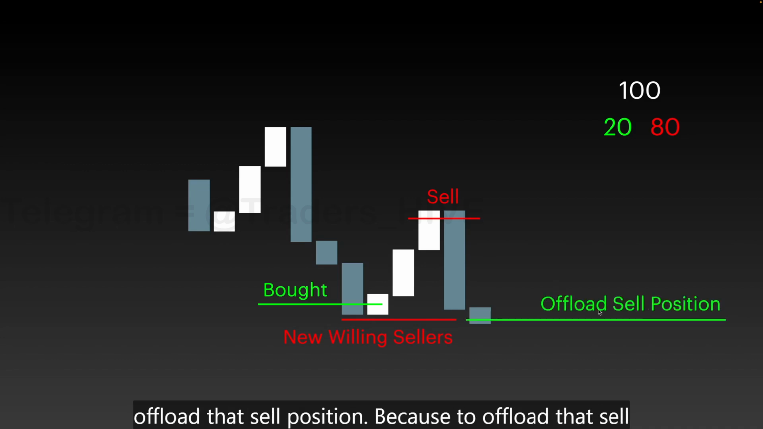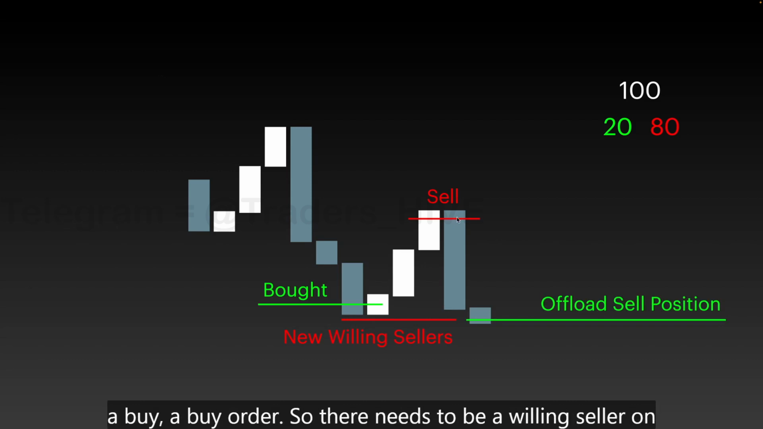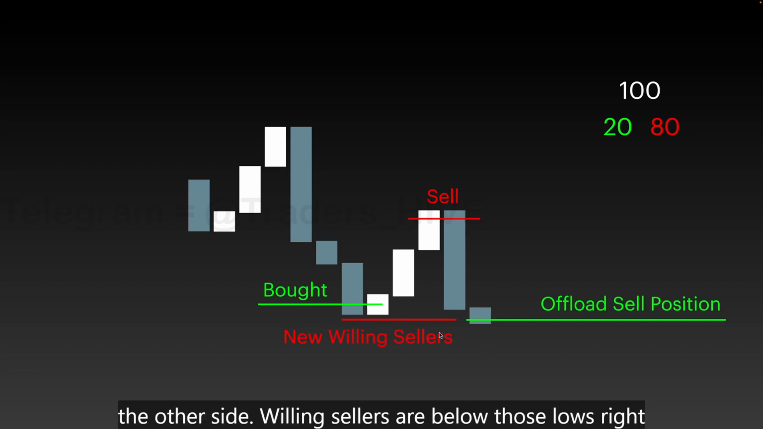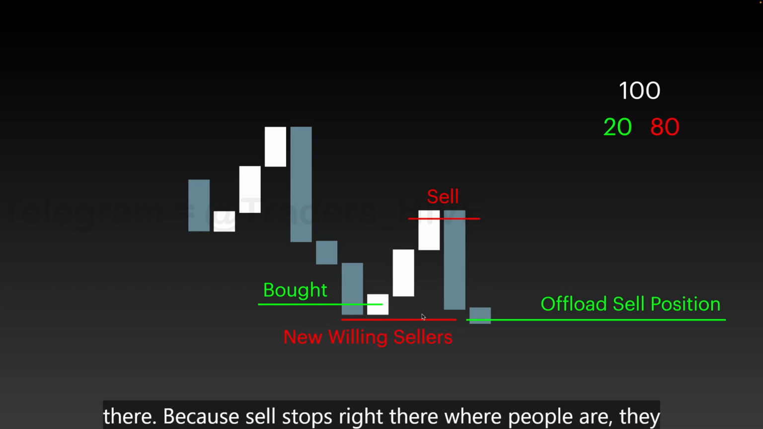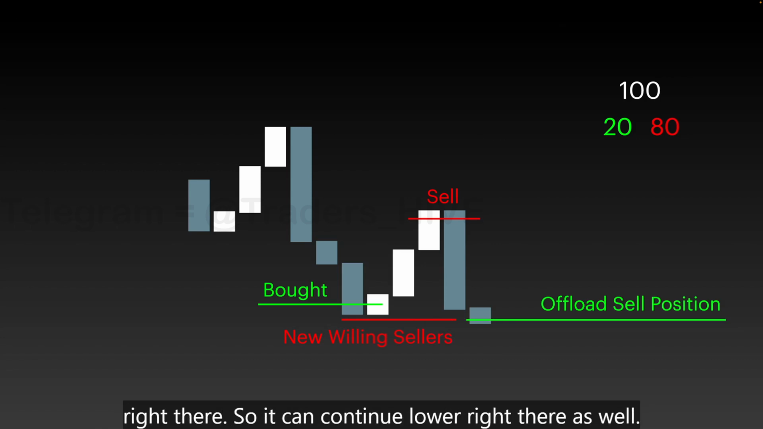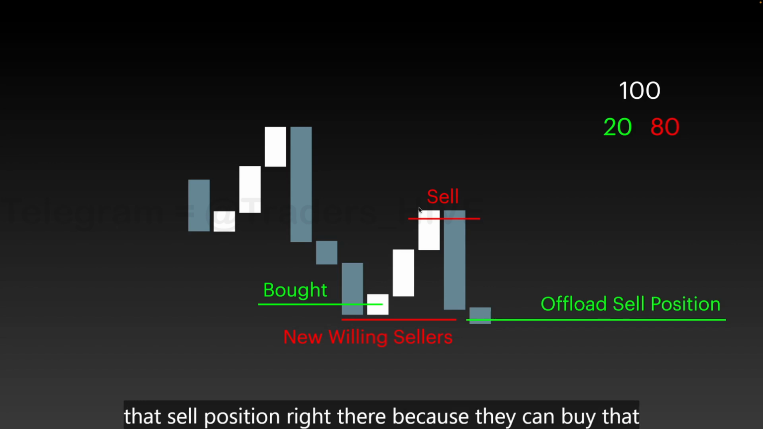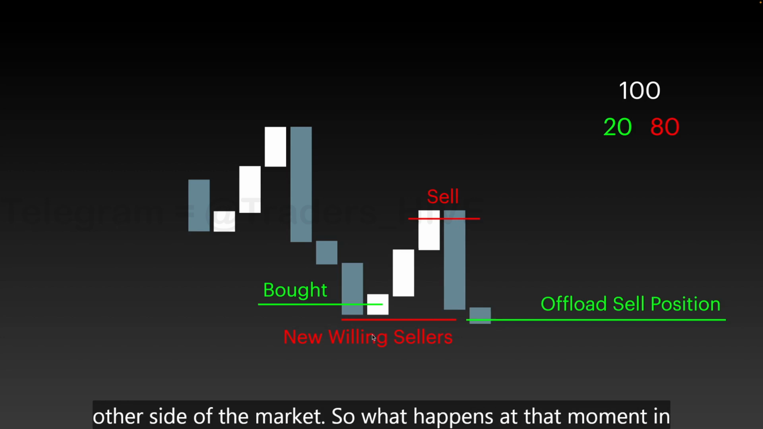Because to offload that sell position, they need to buy, right? That take profit is a buy order. So there needs to be a willing seller on the other side. Willing sellers are below those lows, because of the sell stops there, where people see a bearish market overall. They think bearish strength, so it can continue lower as well. There are a lot of new willing sellers. So they can offload that sell position because they can buy that order back, as there are new willing sellers on the other side of the market.